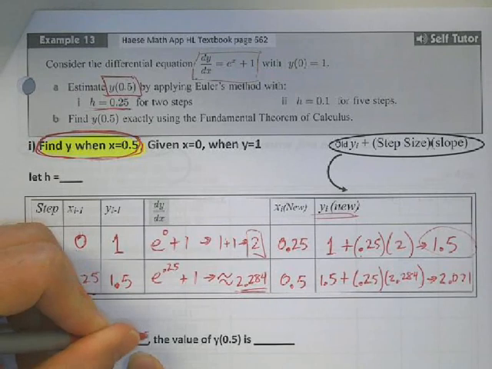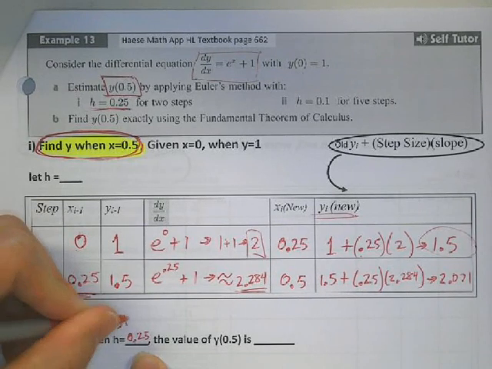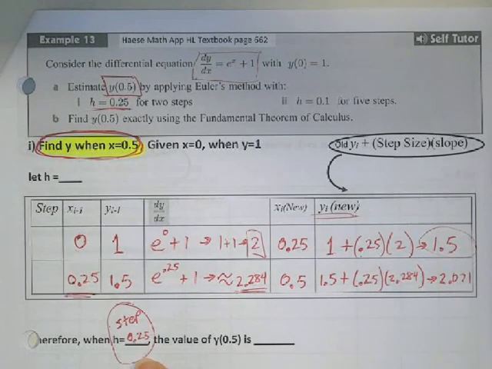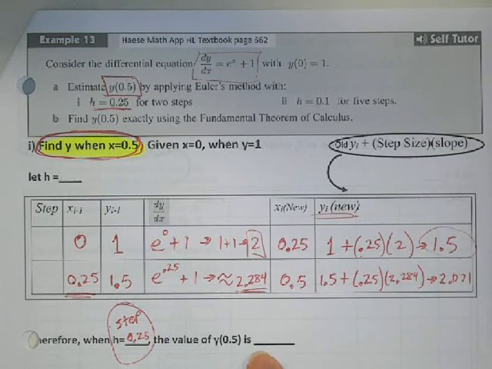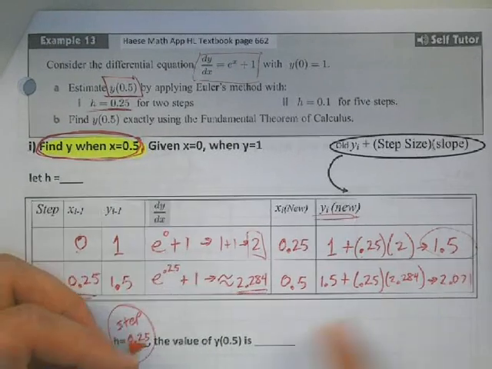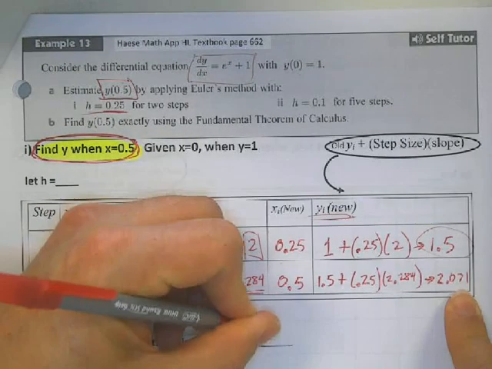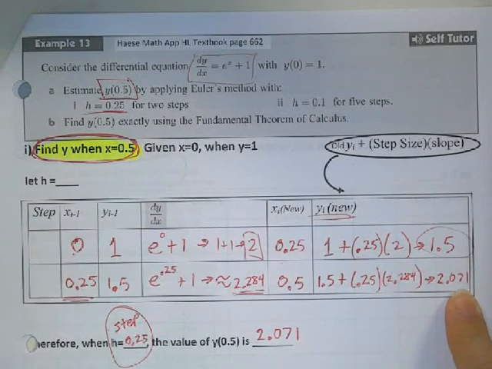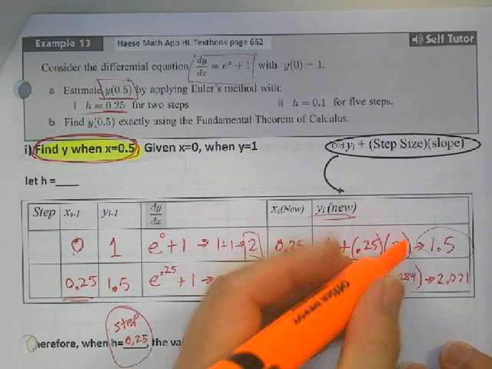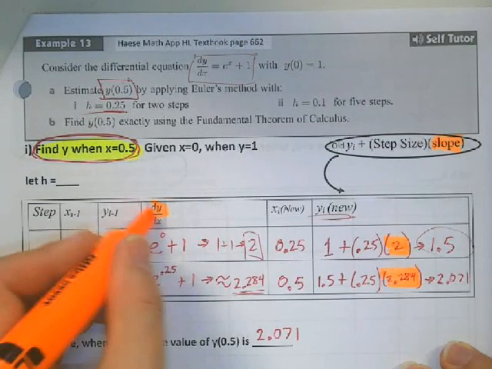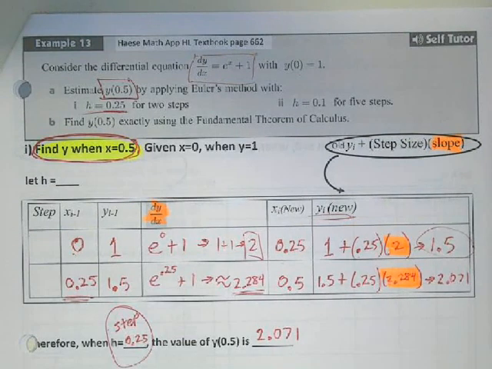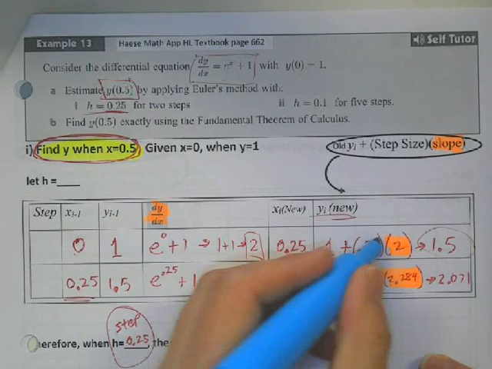So therefore, when my h is 0.25, my step, this is my step. I keep going up in 0.25 steps, so I only need to go up 2 steps to get the value. The y value is going to be 2.071. Okay, so this is my slope, this is my derivative, right? My step is 0.25.